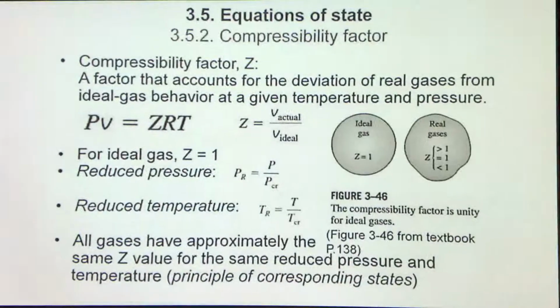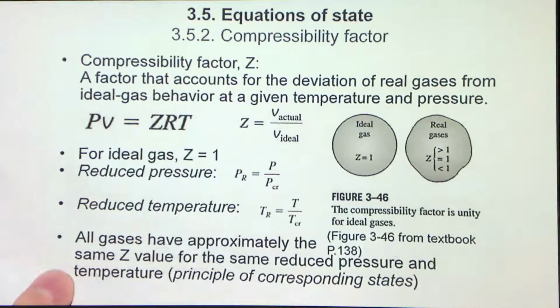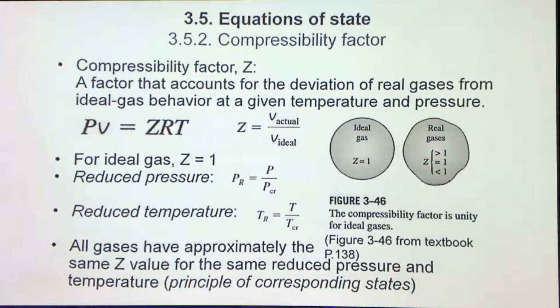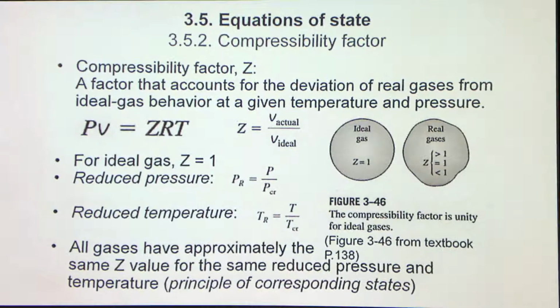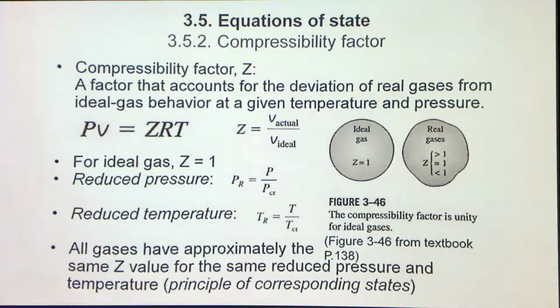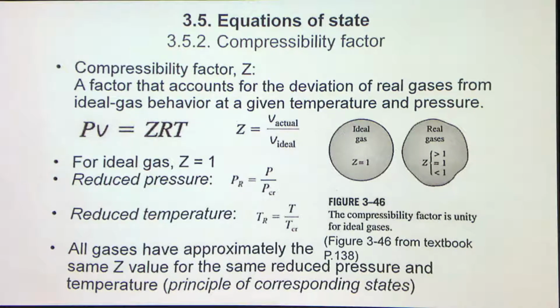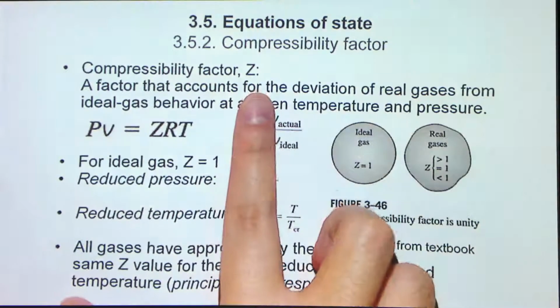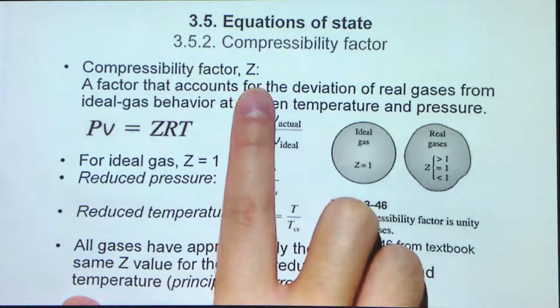We have a so-called compressibility factor. What's that? It's a factor that accounts for the deviation of real gases from the ideal gas behavior at a given temperature and pressure. Because in most cases we cannot simply use the ideal gas equation, since properties do not exactly match those for the ideal gas case, we need to include one more factor to make the results more accurate.